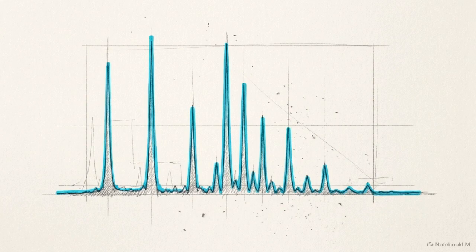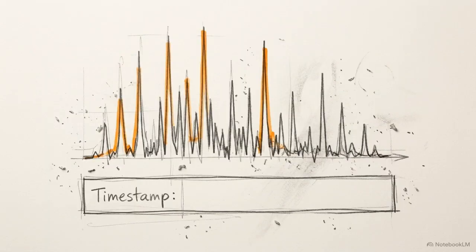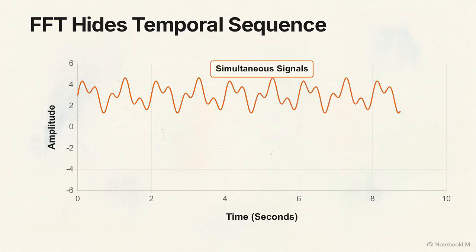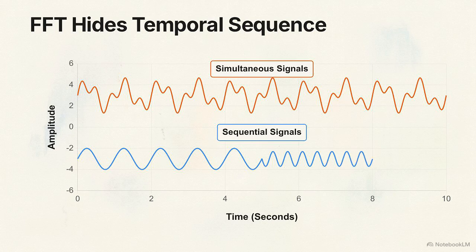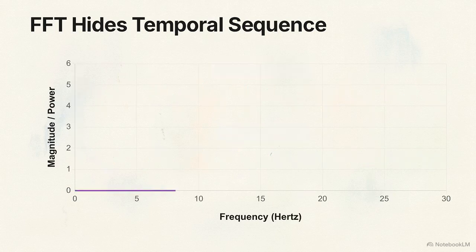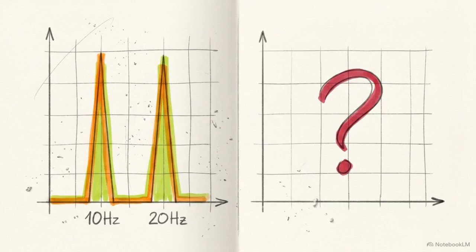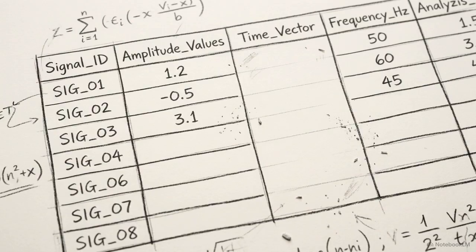A standard frequency plot can tell you exactly which frequencies exist in a signal, but it permanently deletes the information of when they happened. Consider this 10-second signal, a 10 and 20 Hz wave layered simultaneously. Now a second signal with the exact same components, but happening sequentially. If we apply an FFT, both results are mathematically identical, showing equal frequency peaks. By looking only at the frequency spectrum, there is no way to know the original order of the signal. The time vector has been completely discarded.